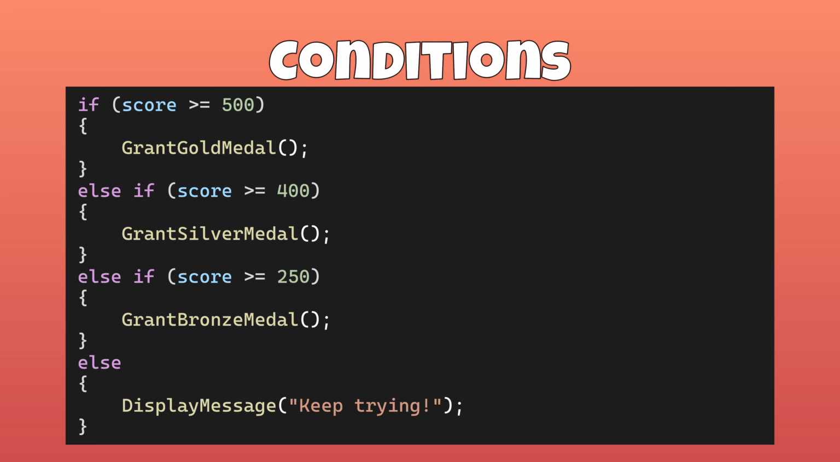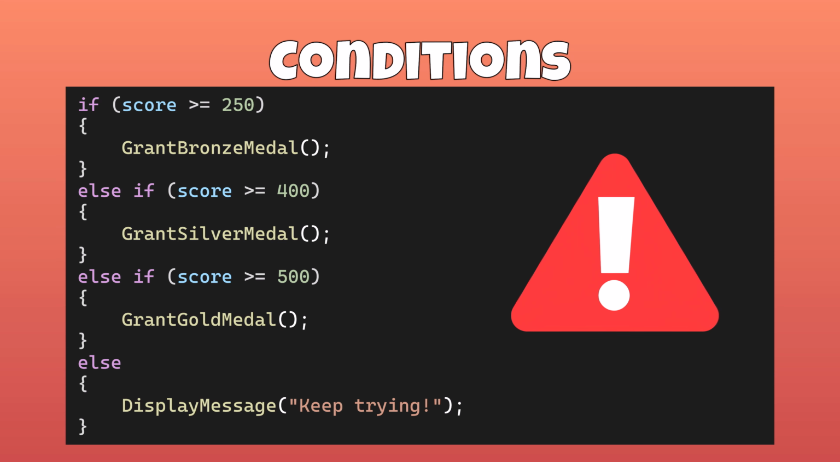In this case, pay attention to the order of the conditions. If we reverse the order of the conditions, in this case we'll always get a bronze medal as long as the score is greater than or equal to 250, as this is the first condition to be tested. So, even if the player obtains a score of 600, this first condition will be evaluated as true, and in this case the following conditions will not be evaluated.